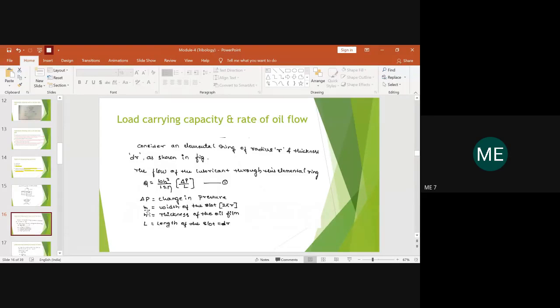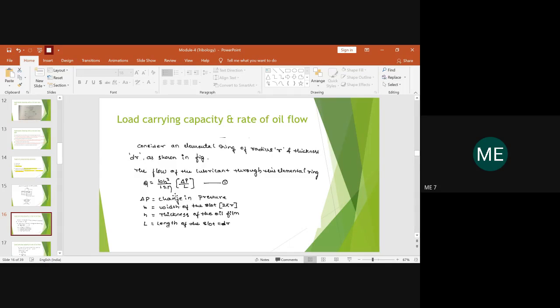which is coming across that elemental ring. And B is the width of the slot, right? So this B will be the width of the slot, and this width will always be equal to 2 pi r because we are taking the circumference of the ring, right? So the width of the slot will be 2 pi r. And then the thickness of the oil film, as usual, you know that it is represented by the letter H. Along with that, you should be knowing the length of the slot. The slot is nothing but our elemental ring. So the width of the slot will be 2 pi r as it is a circular ring, and the length of the slot is nothing but dr, which has been considered before while explaining the concept of elemental ring.